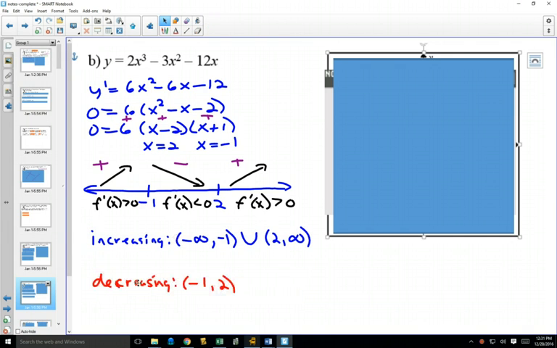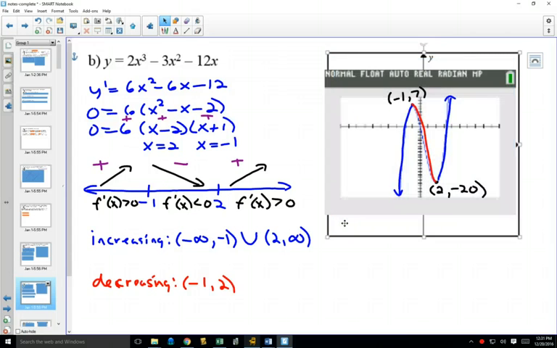So we can say where a function is increasing and where it's decreasing. We can draw our graph, and if we want to find exactly where that maximum and that minimum is, we can plug those values back into the original equation. So when I plug in negative 1, I get 7. And when I plug in 2, I get negative 20.